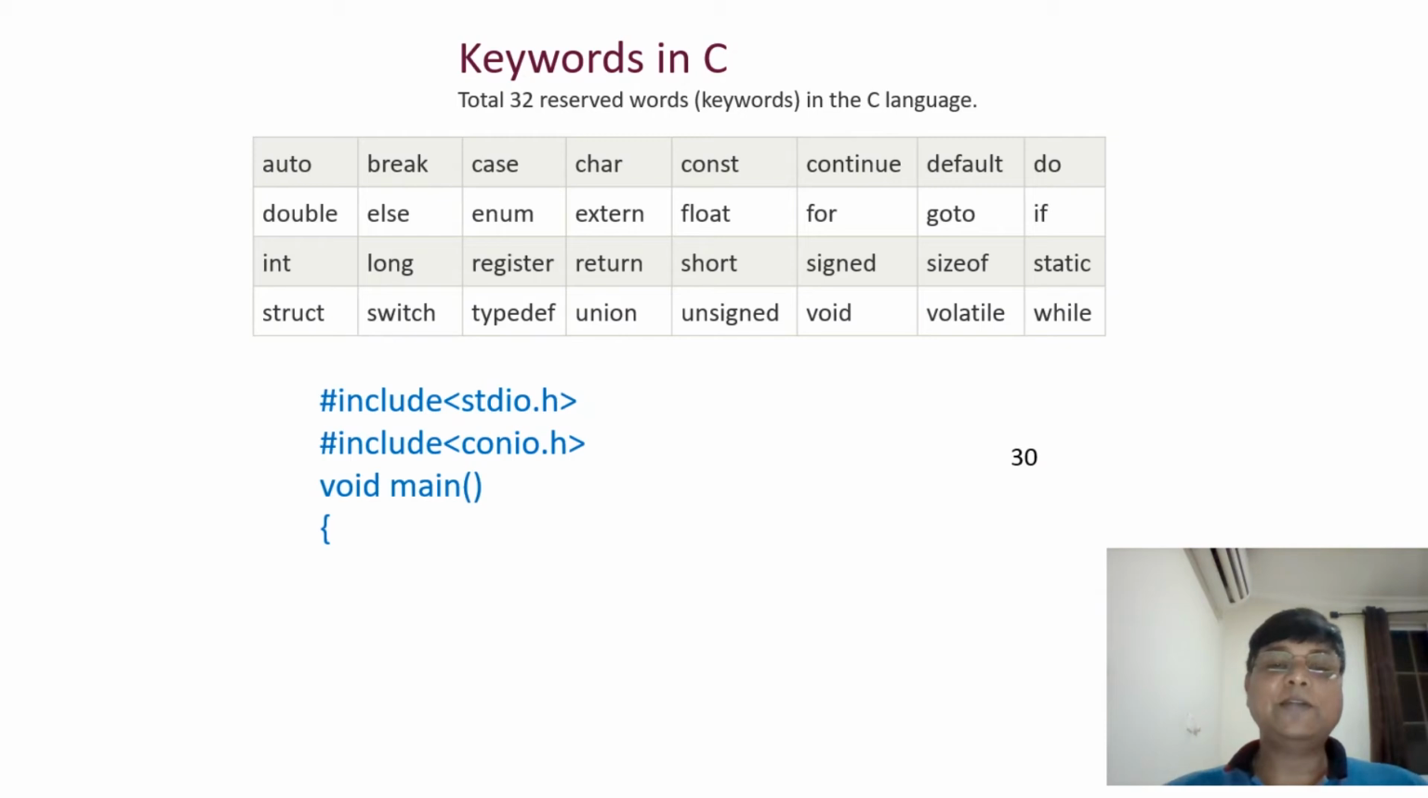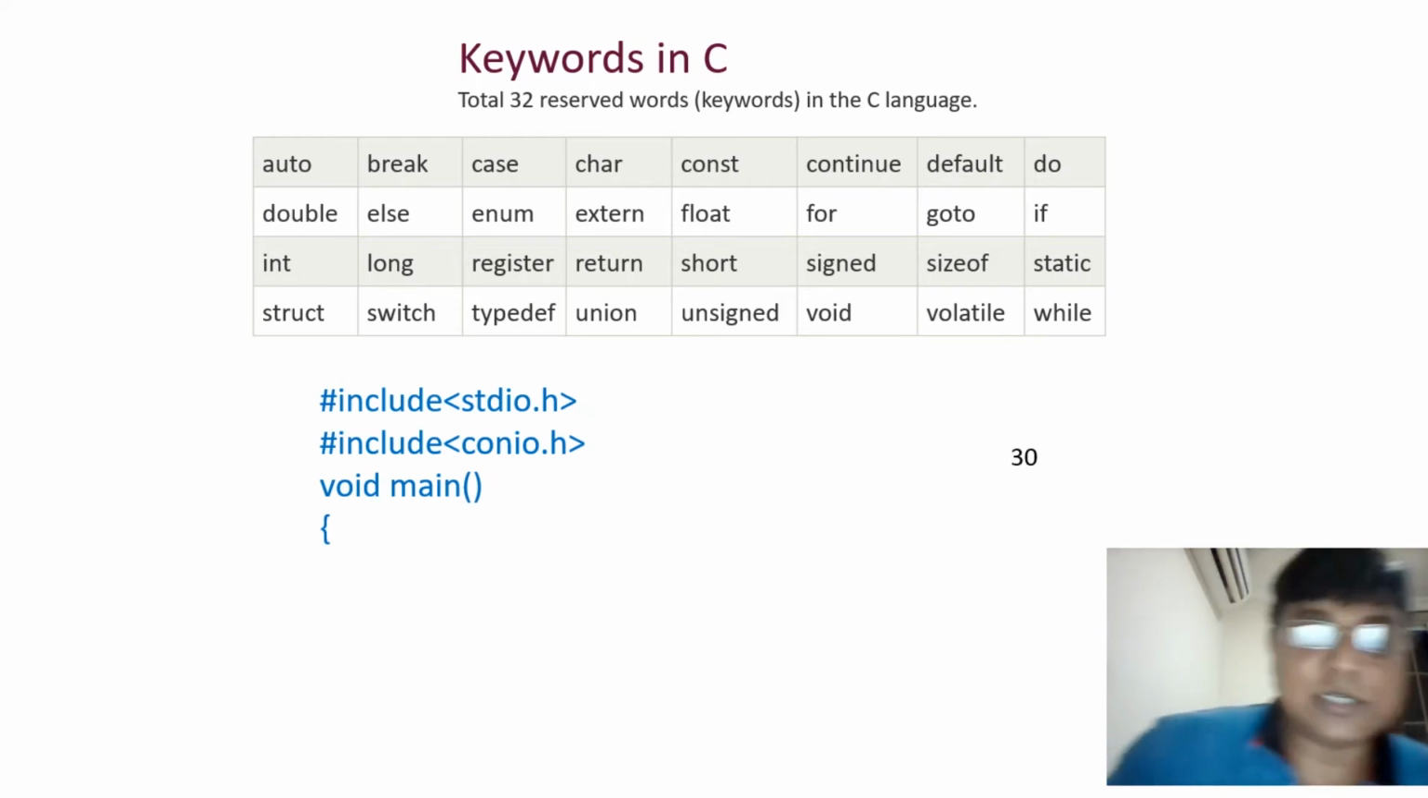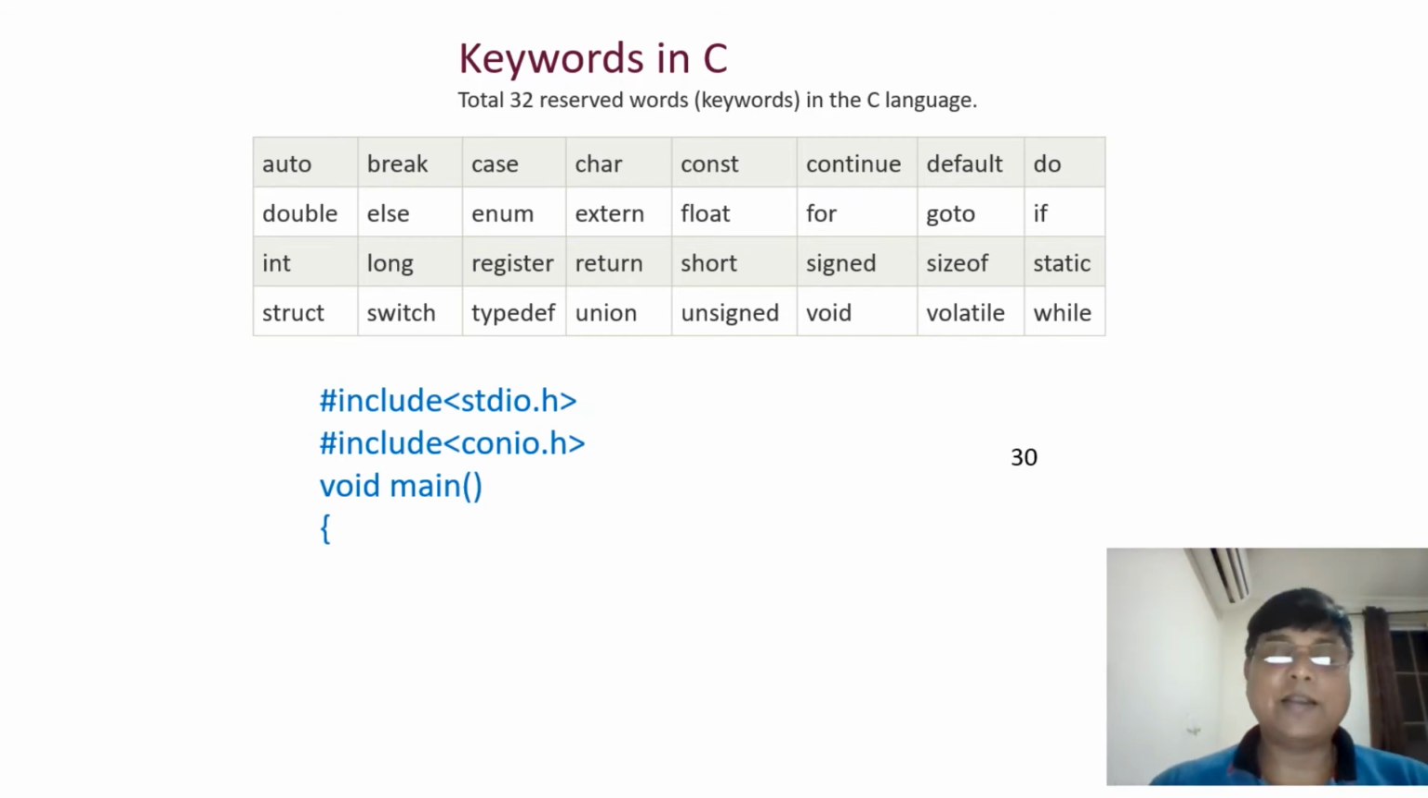Now let's see the keywords in the C programming language. The keywords are like dictionary words. In C programming, there are 32 reserved words which are used in the programming. So if you know all those 32, it means you are done with a lot of programming understanding, and you can use it very nicely. You can create nice programs.